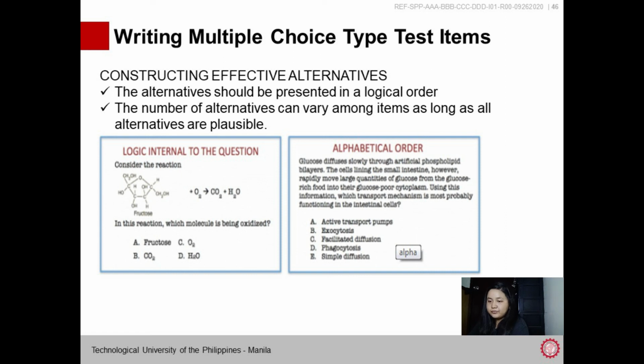Okay? Next. The number of alternatives can vary among items as long as the alternatives are plausible. So, sa paggawa ng alternatives, pwede siyang maramihan or pwede siyang A to J, pwede siyang A to H, depende sa iyo kung hanggang ilan yung possible na gusto mo, as long na plausible, at hindi lalagpas sa mismong content noon. Halimbawa yung example ko kanina.